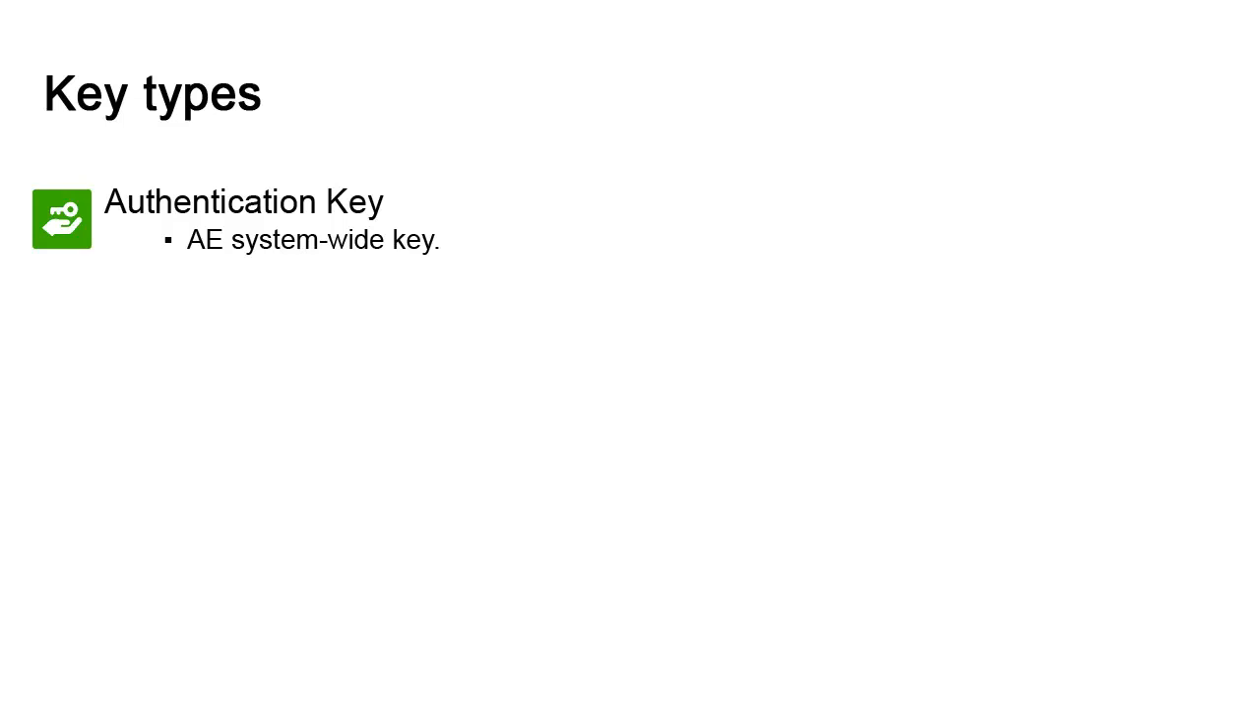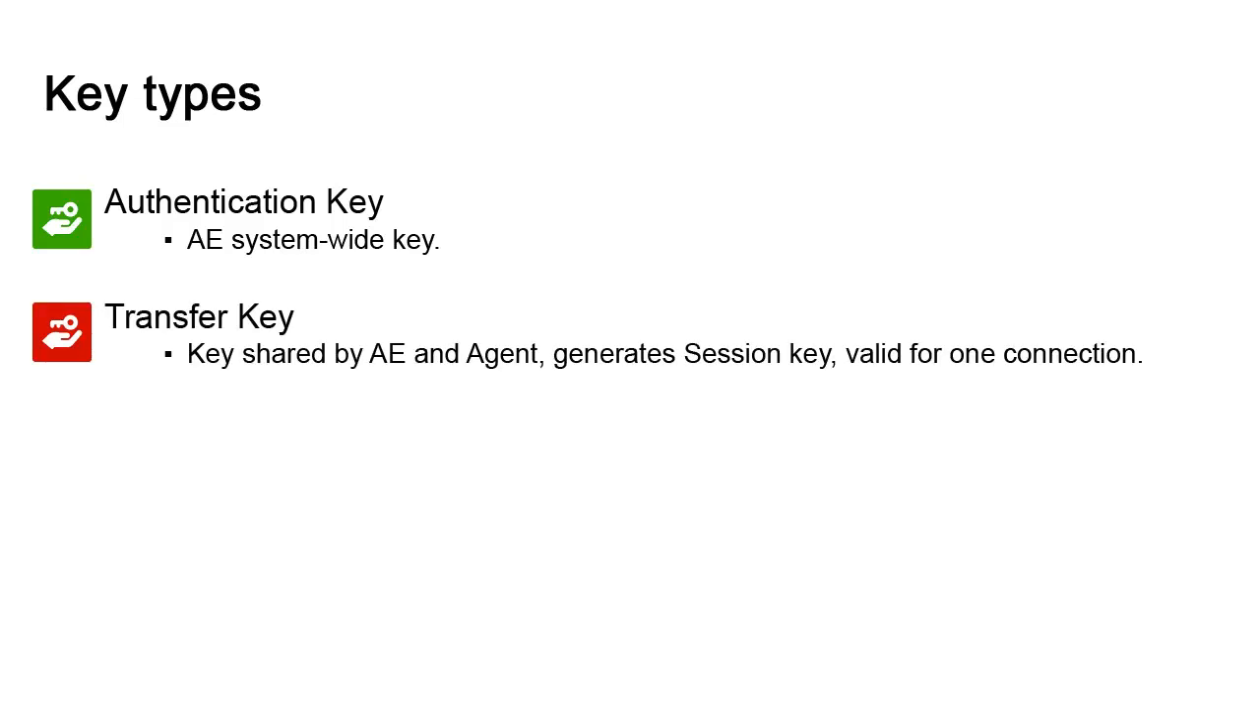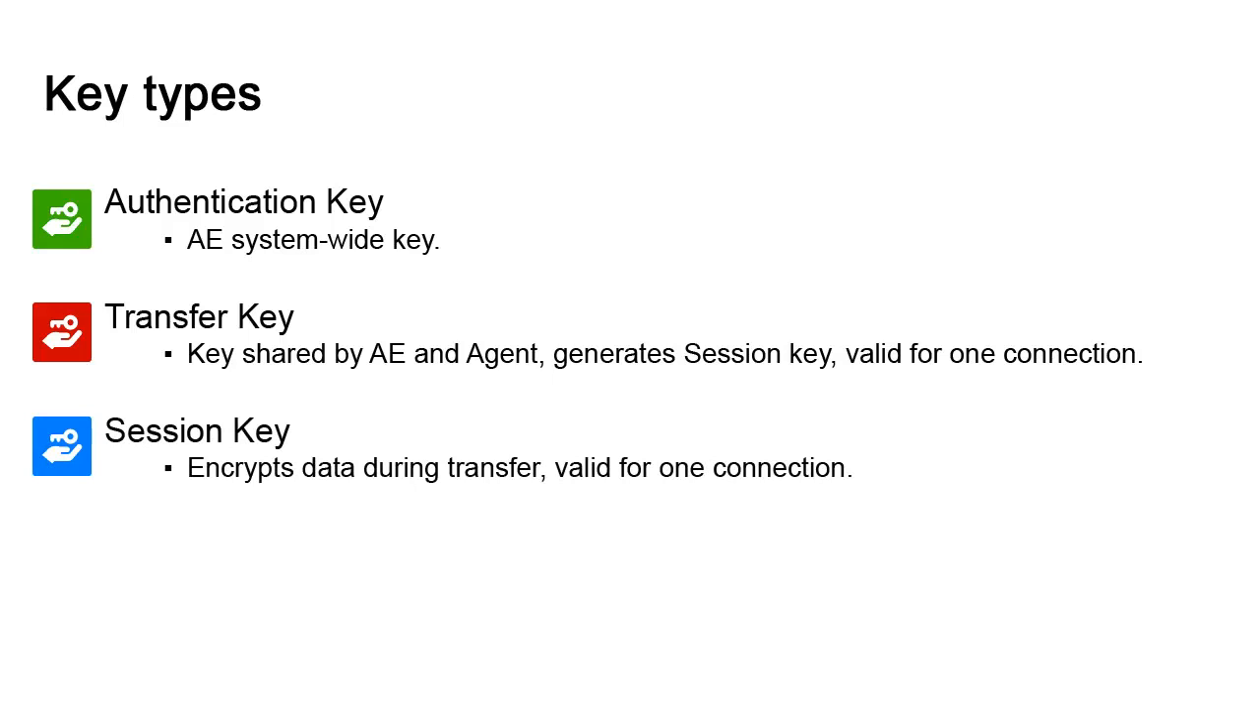The second key type is the transfer key, which exists both on AE and the agents, and generates the session key at connection time. It's only valid for one connection. The third and final key is the session key, which is responsible for encrypting data between AE and the agents. This key is also only valid for a single connection.